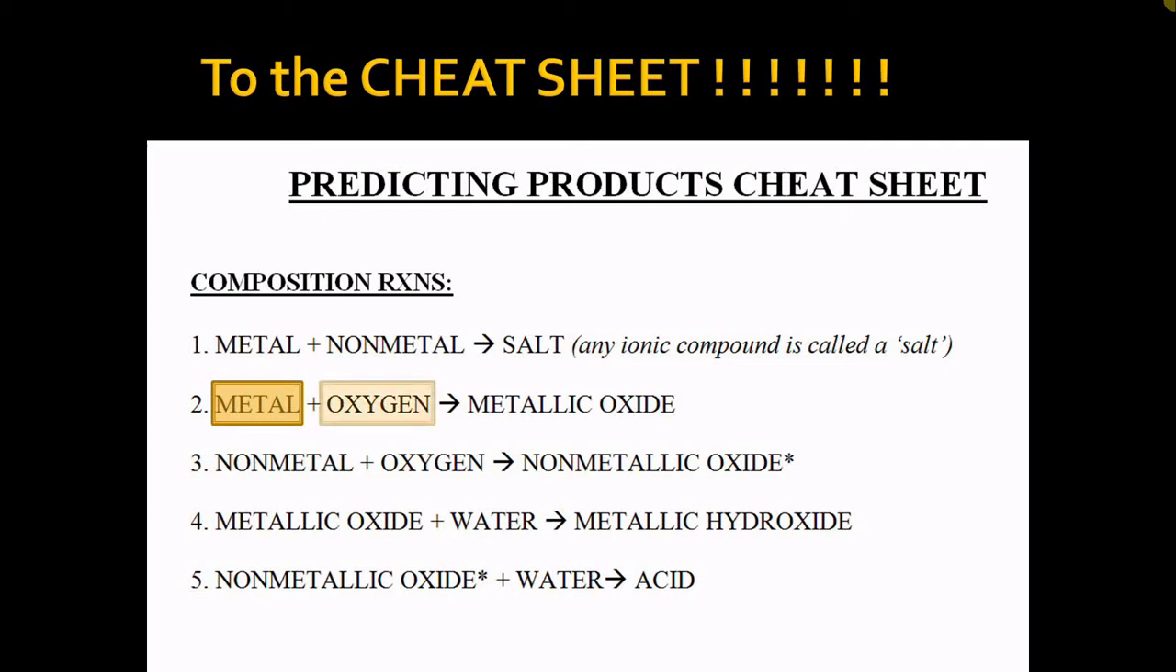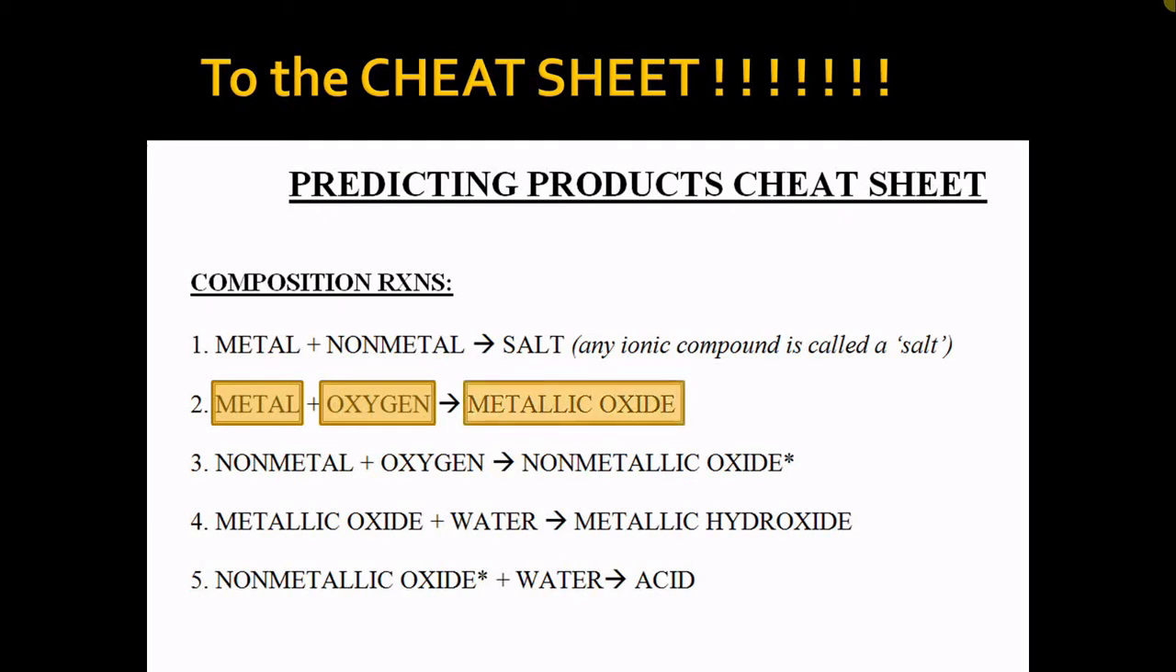So when you take a look at that, you want to find out what your product is going to be, and your product says metallic oxide. All you need to do here is substitute whatever metal you have in your equation into where it says metallic, and you guys are going to have whatever your product is.